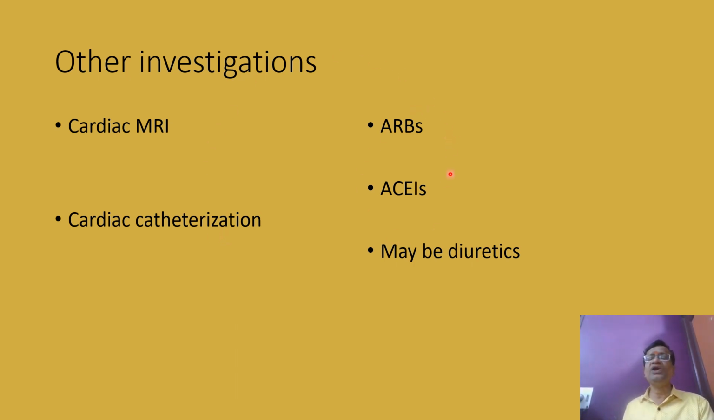Now, what are the treatment options? We have ARBs, ACE inhibitors, and diuretics. What do they do? They decrease the afterload. Now, the LV is pumping and the pressure in the aorta is less, so more blood will go forward. So regurgitation is less. That is the principle of decreasing the afterload in aortic regurgitation.